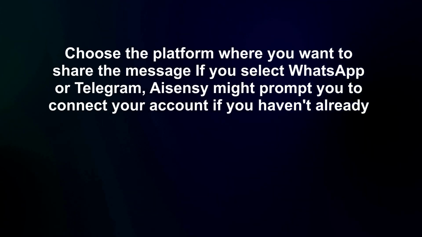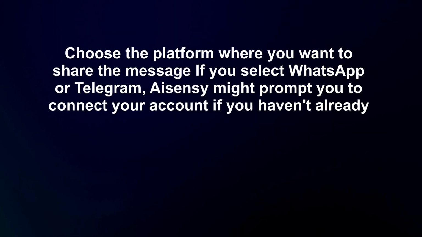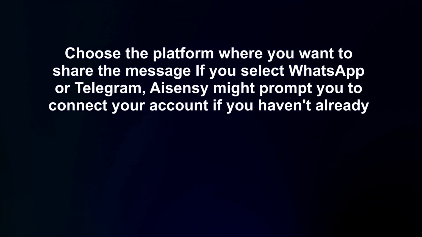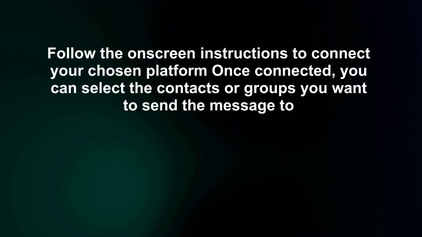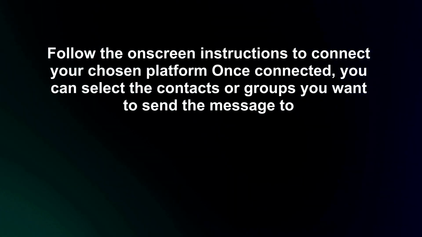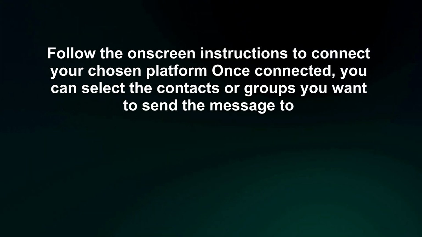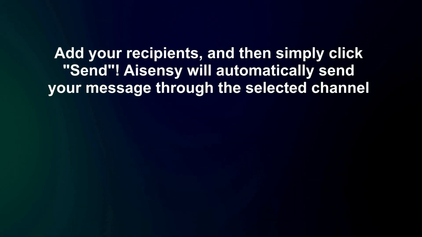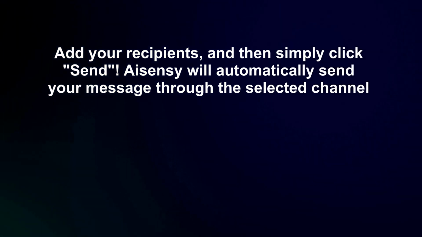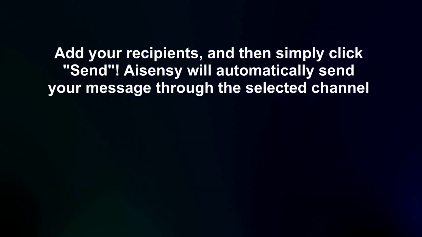If you select WhatsApp or Telegram, Aisensy might prompt you to connect your account if you haven't already. Follow the on-screen instructions to connect your chosen platform. Once connected, you can select the contacts or groups you want to send the message to. Add your recipients, and then simply click Send. Aisensy will automatically send your message through the selected channel.